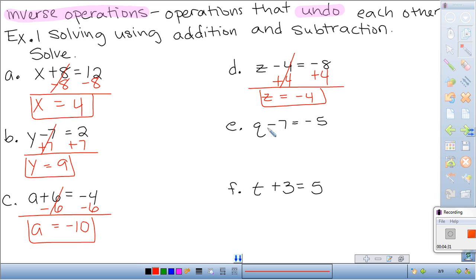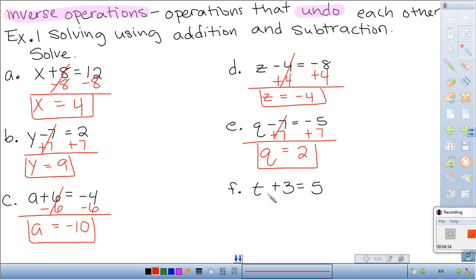On E, the opposite of subtracting 7 would be to add 7 to both sides. That's the addition property of equality. Those are additive inverses of each other. So Q equals negative 5 plus 7. Again, these have different signs, so you have to subtract. 7 minus 5 is 2. 7's larger, it's positive, so is your answer.